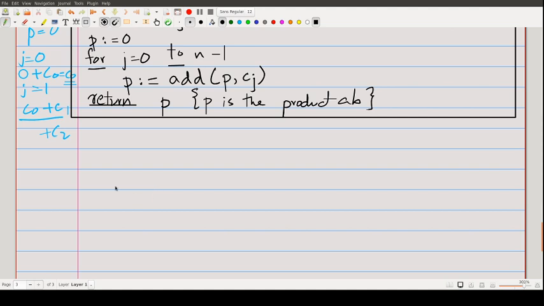So here's the first concern, which is the complexity of the addition algorithm. And so for the complexity of addition, notice that at every step we are just adding bits.